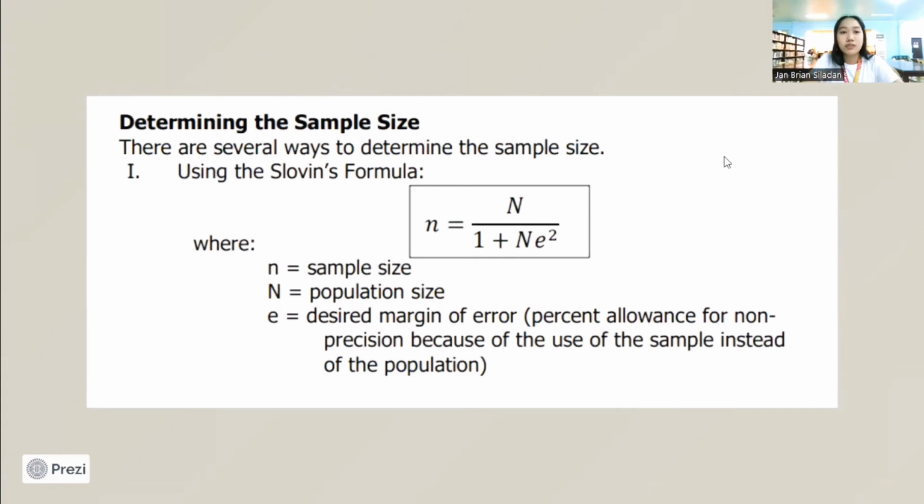There are several ways to determine the sample size. First is using Slovin's formula, where n, the sample size, is equal to N over 1 plus N e squared. Big letter N stands for the population size, then e squared is the desired margin of error, a percentage of imprecision because of the use of the sample instead of the population.